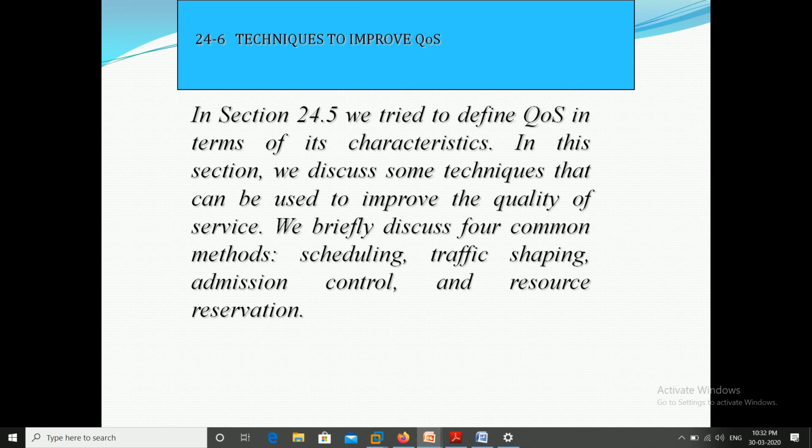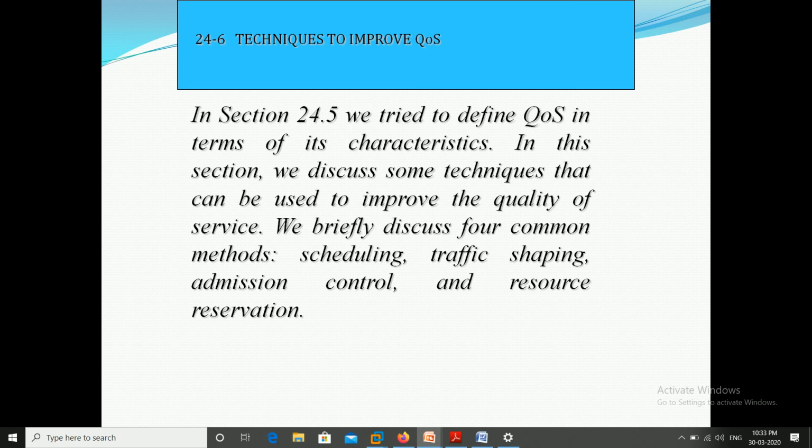We'll discuss the quality of service in terms of scheduling, traffic shaping, and admission control. We have also already discussed resource reservation. Resource reservation and admission control are both interrelated terms. If admission is there, only then are they able to reserve the resource for the particular flow.